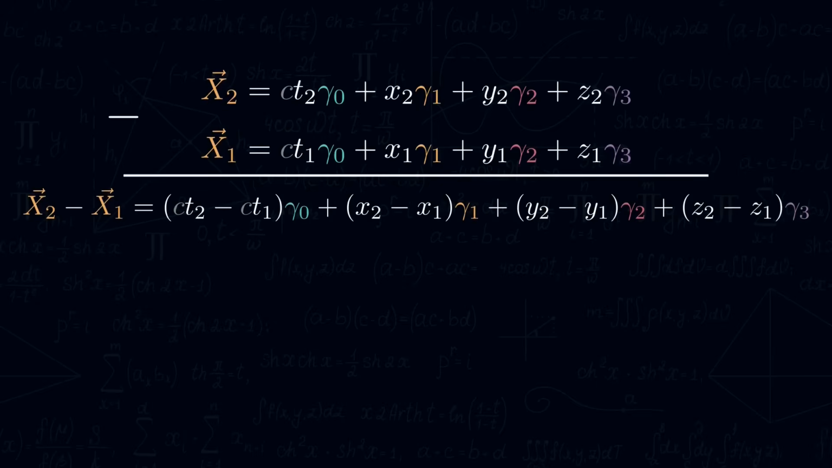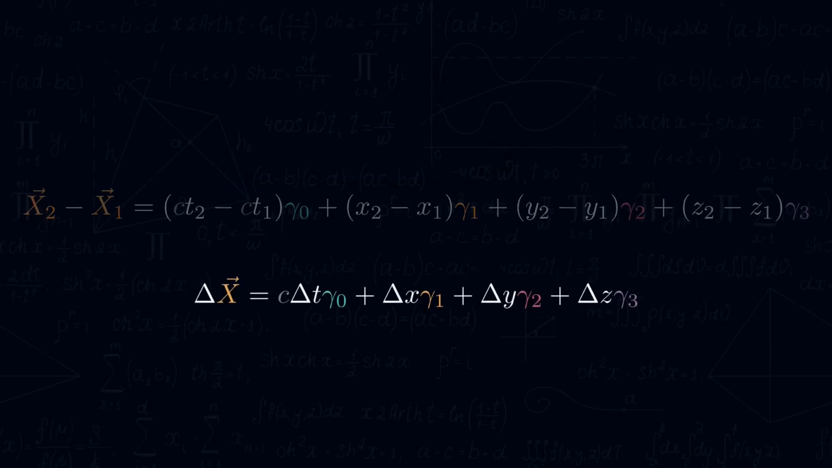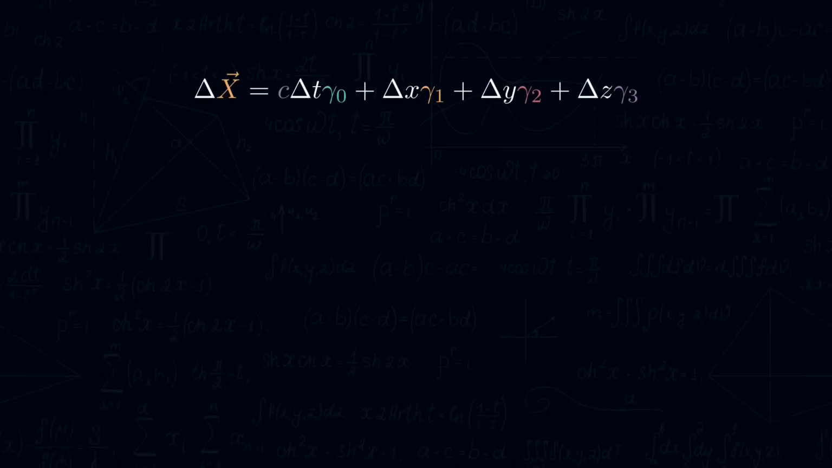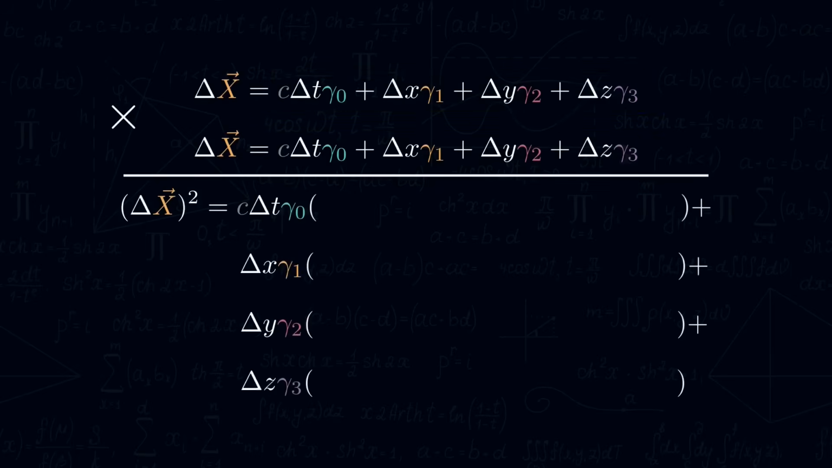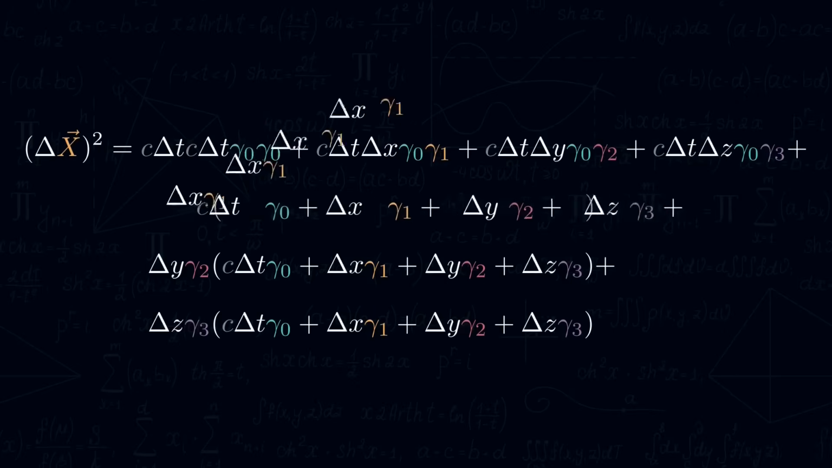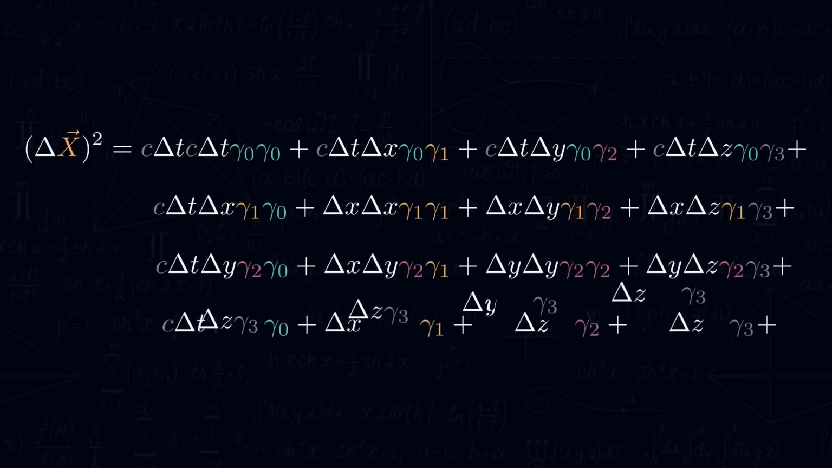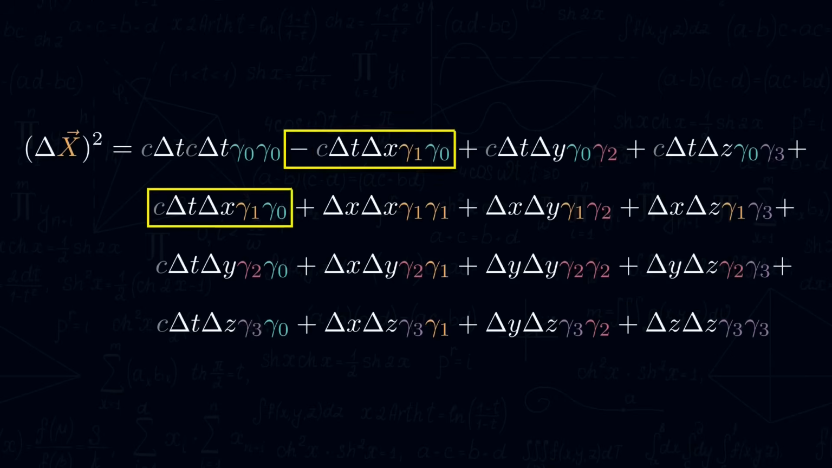Subtracting 4-vectors is straightforward, just component-wise subtraction. We'll use the delta symbol to represent these differences. Now we're going to perform one of the simplest and most powerful operations in relativity, which is just squaring a vector. Similar to what we did with 3-dimensional vectors, we just multiply each term by the full vector 4 times. Then distribute these products, again taking into account that commutation matters. Swap these two gammas, flip the sign, and these two terms cancel out.